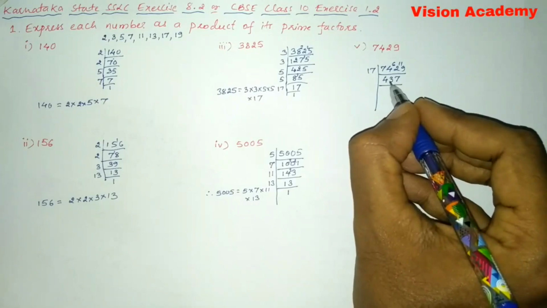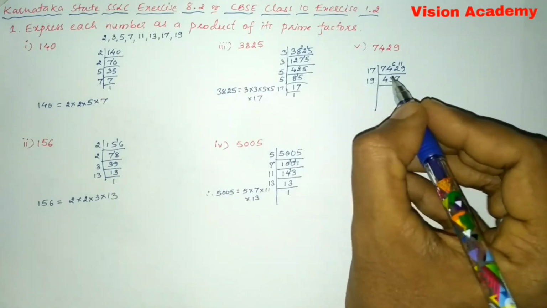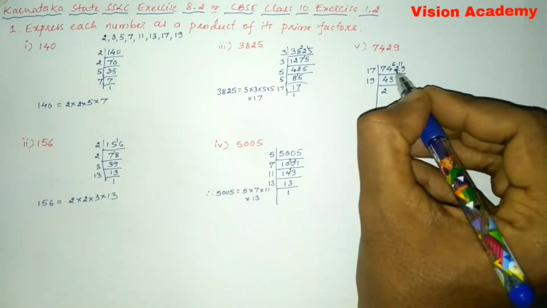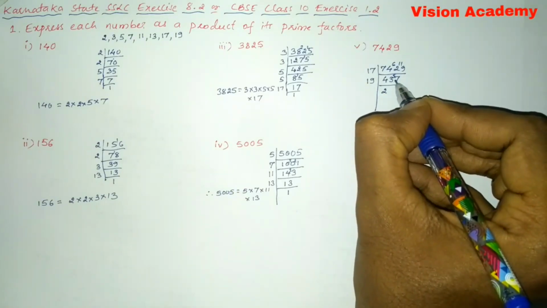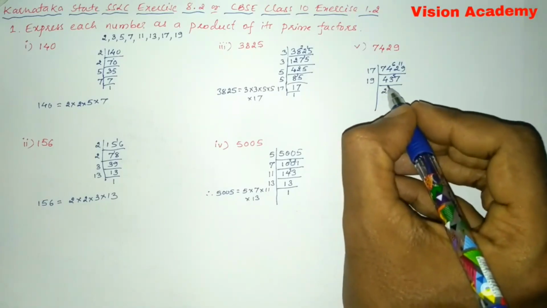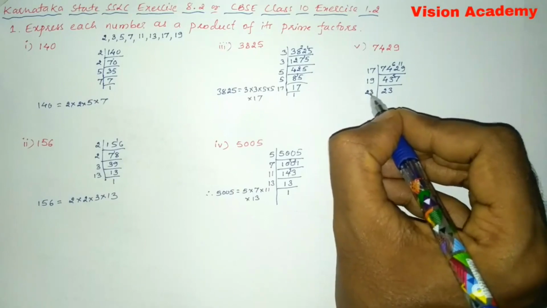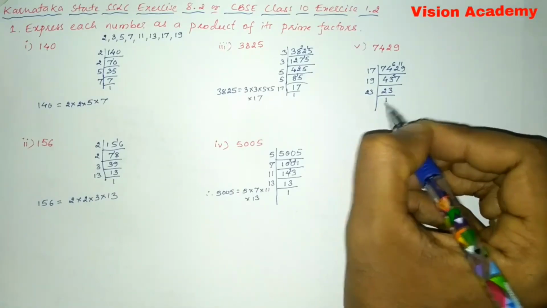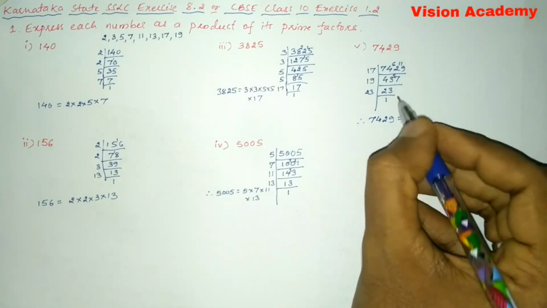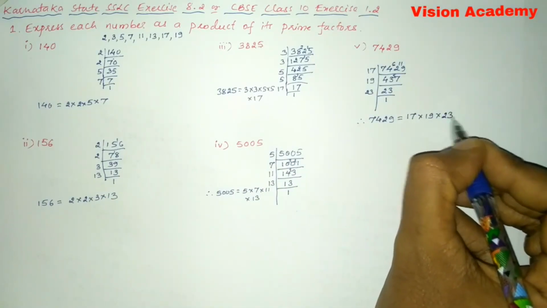Now 43 we got. Let us divide this one by the next prime number, that is 19. Here we'll write 19 2s are 38. 43 minus 38 gives us 5. It will become 57. So here 19 3s are 57. Again the next prime number is 23 only. So 23 will be divided by 23. Now we can write therefore, 7429 is the product of 3 prime factors, that is 17 into 19 into 23.